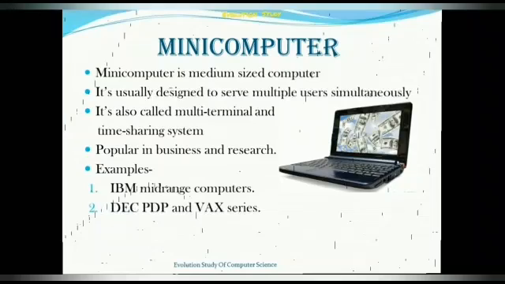Now let's talk about the mini computer. Mini computer is a medium-sized computer. It's usually designed to serve multiple users simultaneously. It is also called the multi-terminal and the time-sharing system. Popular in business and research. Examples: IBM mid-range computers and DEC PDP and VAX series.